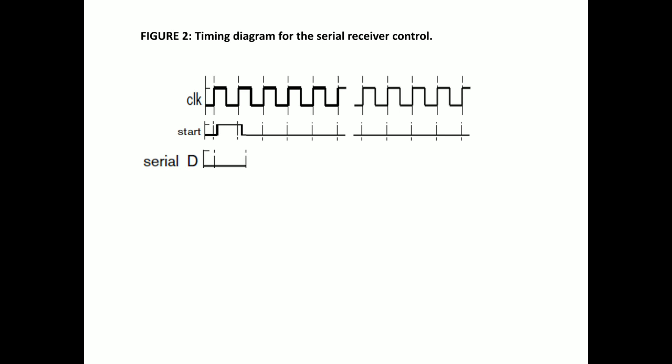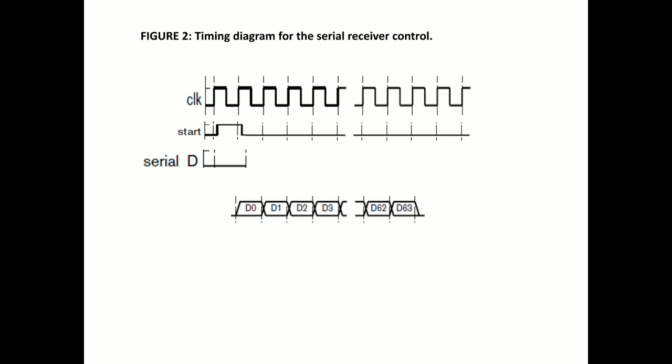Don't get confused, because this waveform is only for the receiver control. Please read the figure name: this is the timing diagram for the serial receiver control, not for the transmitting. When start is 1, the data transmission takes place, and at the receiving end we receive the data when start is 0. It's a general thing. This is a diagram of receiver control, not a transmission.